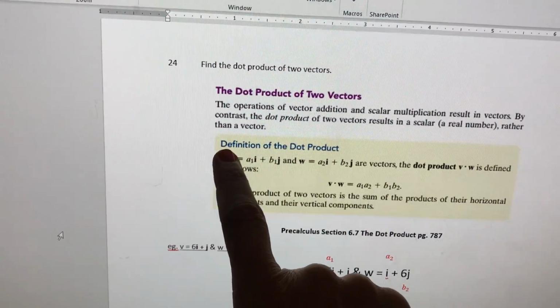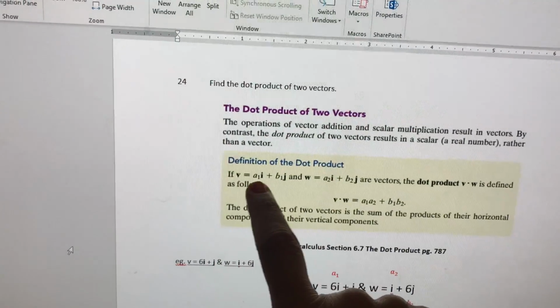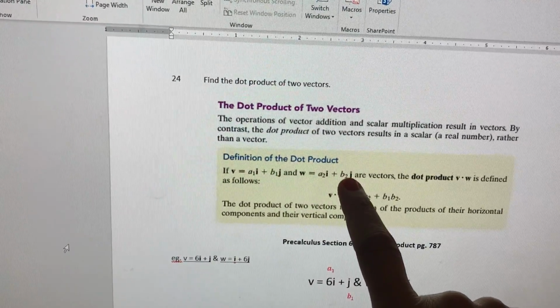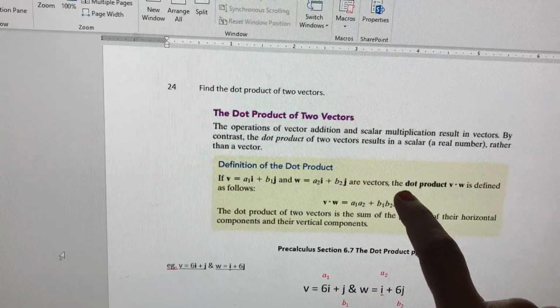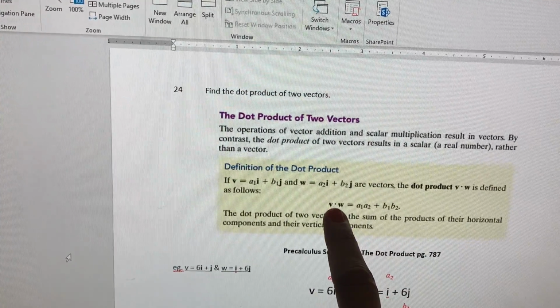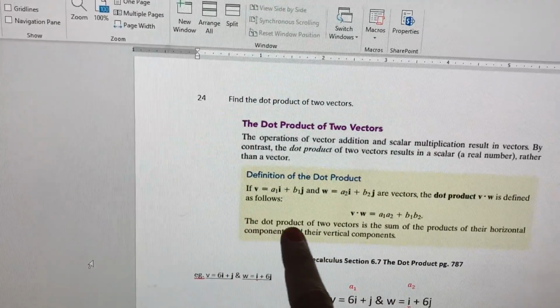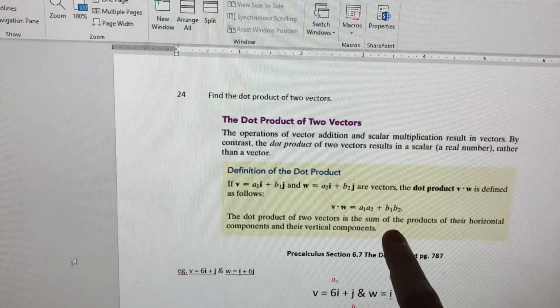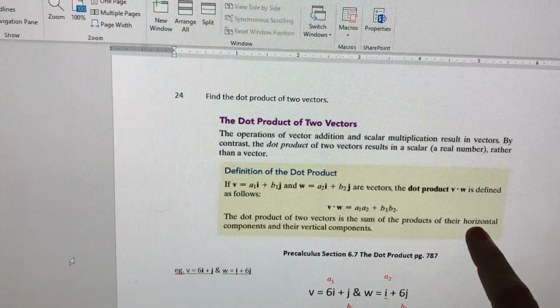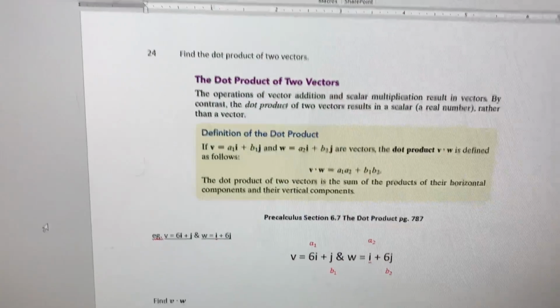So, definition of a dot product. Here we have the first vector, second vector, and the dot product of those two vectors. Here's the format of the formula. The dot product of the two vectors is the sum of the products of the horizontal components and the vertical components. Okay.